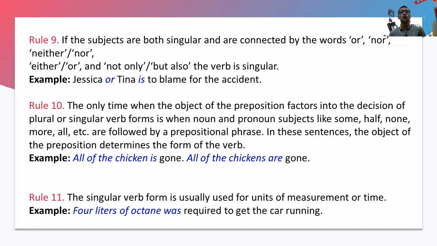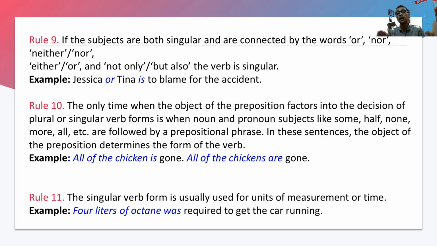For example, all of the chicken is gone. But when you say all of the chickens, then you have to say are, because chickens is plural. All of the is a prepositional phrase. It will not affect the verb. So all of the chicken is gone. All of the chickens are gone.